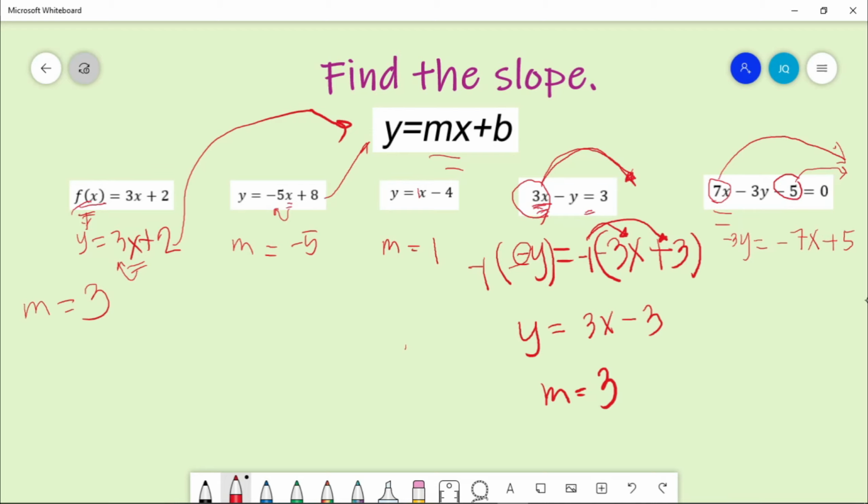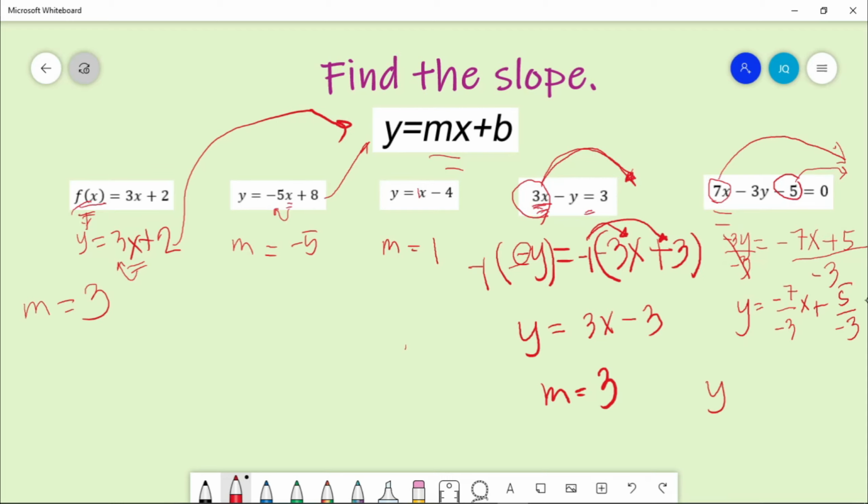So how are we going to cancel out negative 3? Since negative 3 is right beside y, all you can do is divide by itself, negative 3. Whatever number is beside y, that's also the number you divide by to cancel it out. Since you divide by negative 3 on this side, you will also divide by negative 3 on the other side. So negative 3 divided by negative 3 cancels out to positive 1, or just positive y, equals negative 7 over negative 3x plus 5 over negative 3.